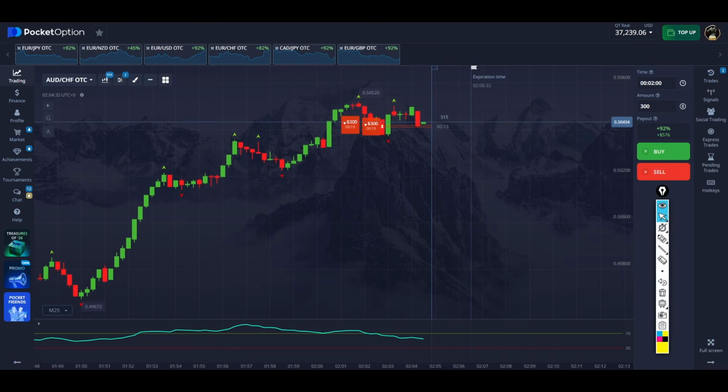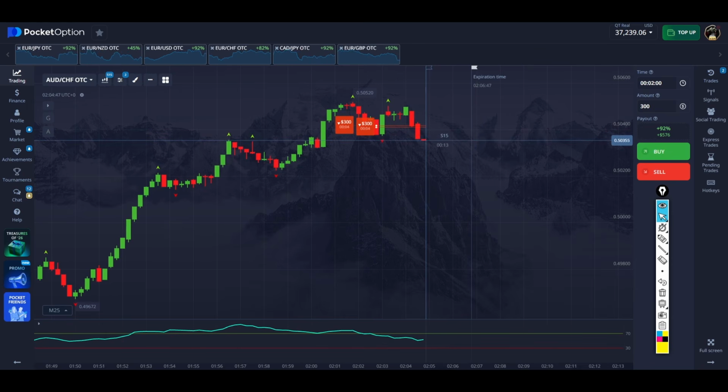Hey guys, welcome back. Today I'm going to show you a powerful strategy that can help you grow your deposit in the financial markets. Watch this video carefully because I'll be pointing out specific entry points. Let's see how this trade closes, and then we'll move on to the strategy parameters.